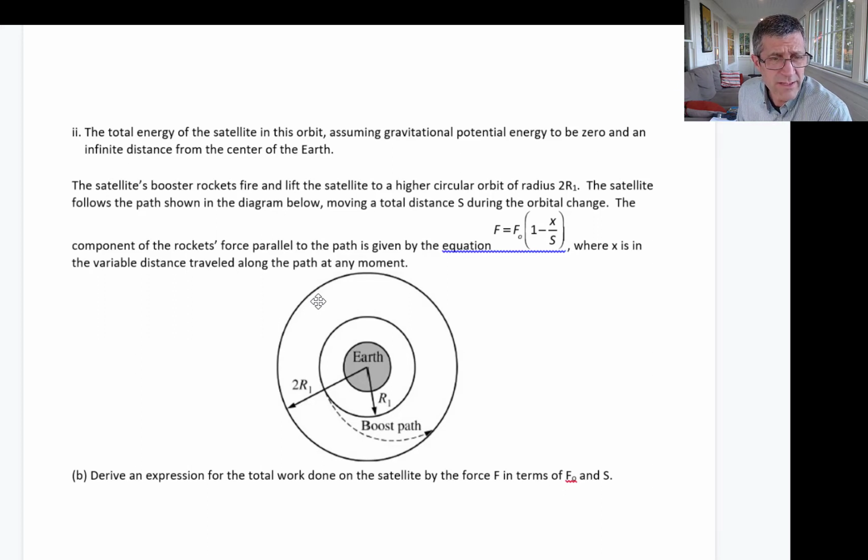The force is given by this equation. x is the variable distance, so x is my variable in here. s is a constant. So what do I want to do? Part B: derive an expression for the total work done on the satellite in terms of F naught and s. Okay, so let me switch back to this.